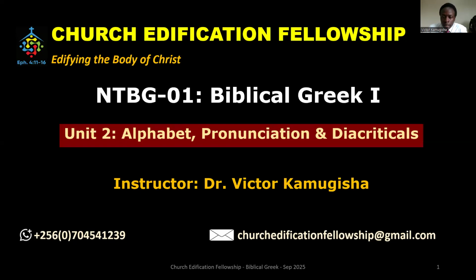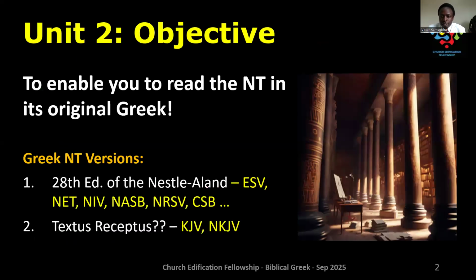This is unit 2 of our biblical Greek course. In this unit, we are looking at the Greek alphabet. We are looking at the pronunciation, and we are also looking at the diacriticals. Now, what's our objective in this unit?